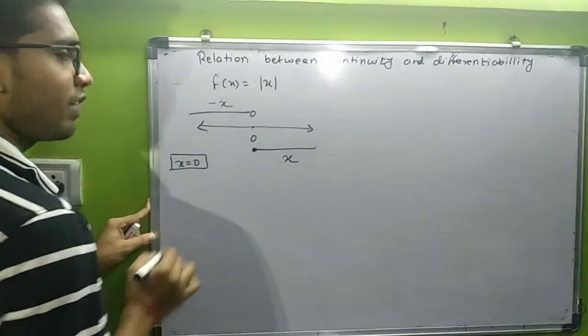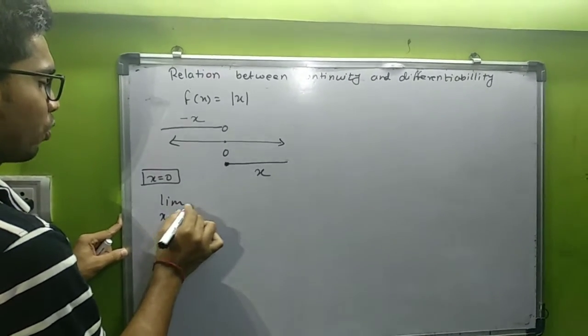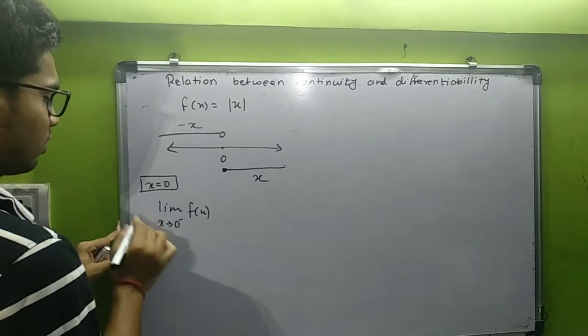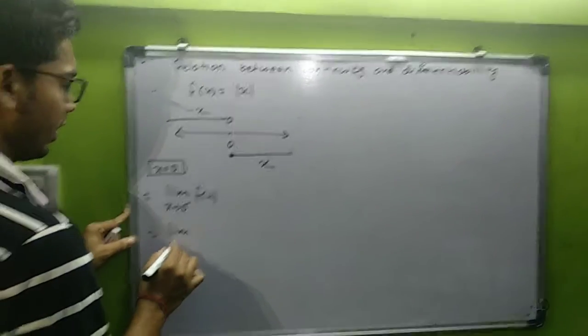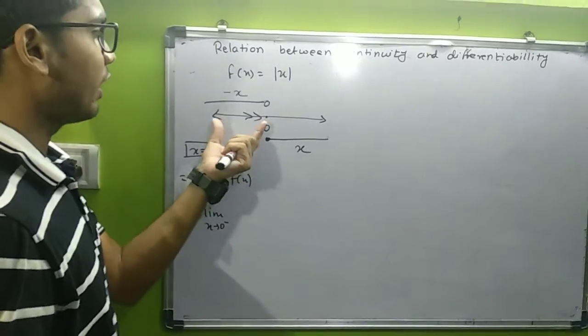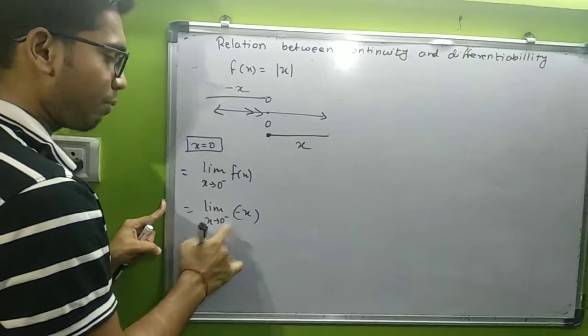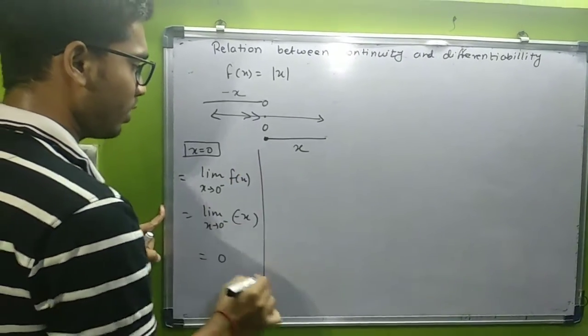So how are we supposed to check the continuity? Limit x tends to 0 minus f of x. Minus means it is approaching from the left side, and in this region the function is minus x. If x is approaching 0, this value is going to be 0.